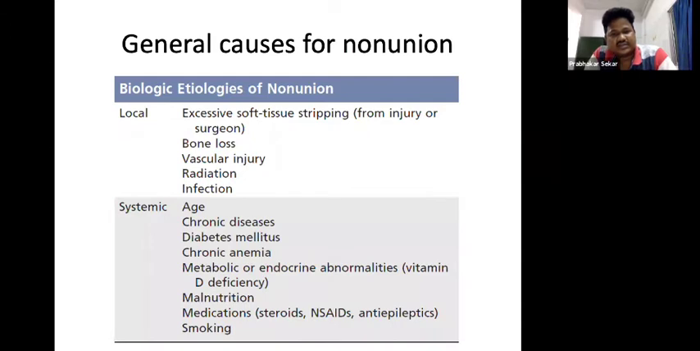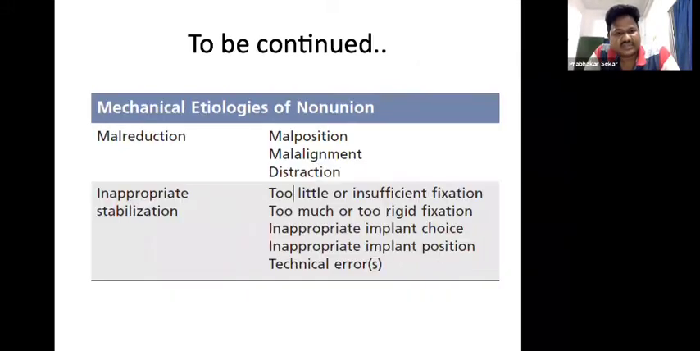So general causes, I am just rushing over that. We already know the local causes are excessive soft tissue stripping, bone loss, vascular injury, radiation, infection. Systemic causes are age, chronic disease, diabetes, anemia, metabolic and endocrine abnormalities, medications. And mechanical etiologies are malreduction or malposition of the fracture fragments or inappropriate stabilization, leading to insufficient fixation or too rigid fixation or inappropriate implant choice. These are the mechanical etiologies for non-union.